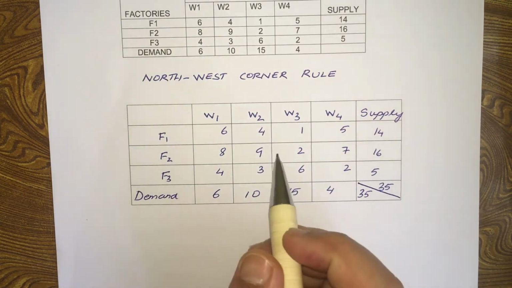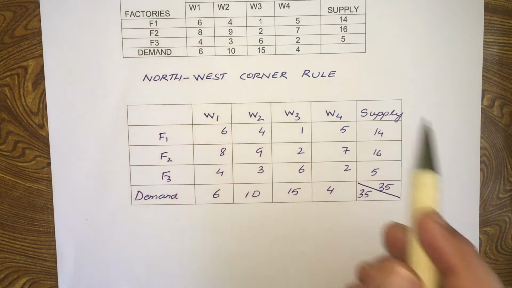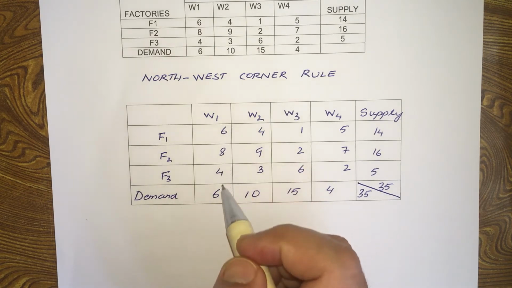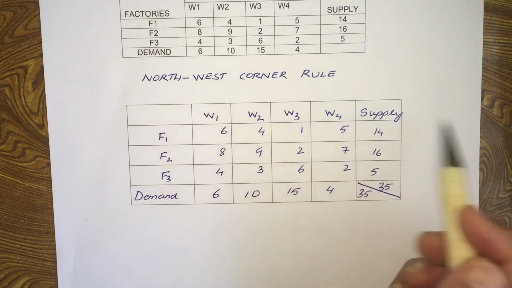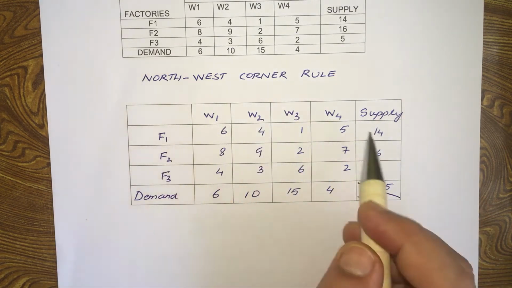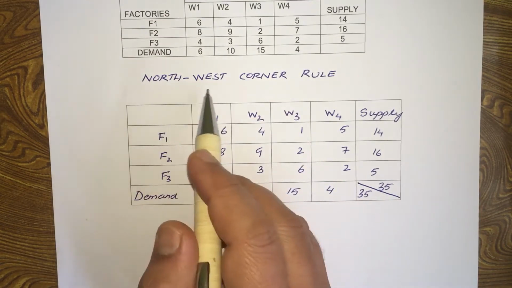Now, unlike Vogel's approximation method, under the northwest corner rule, you need not find out the penalties. All you need to know is which is your north. This is your north. Which is your west? This is west. And this is east. So north, west.